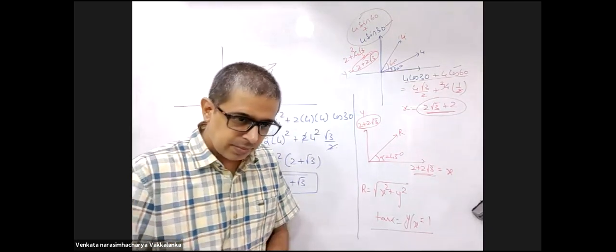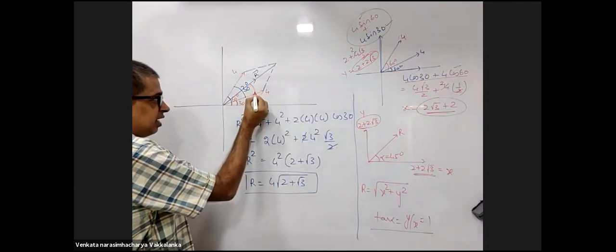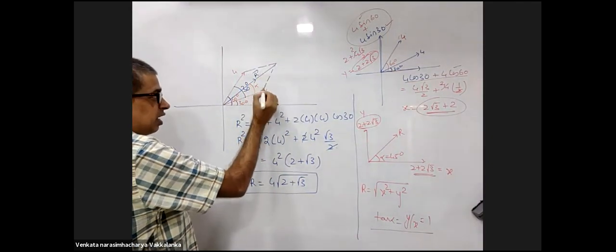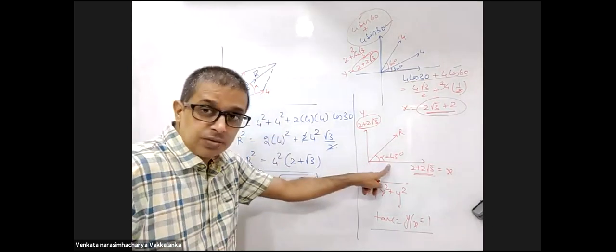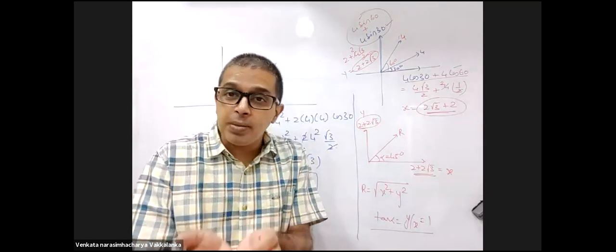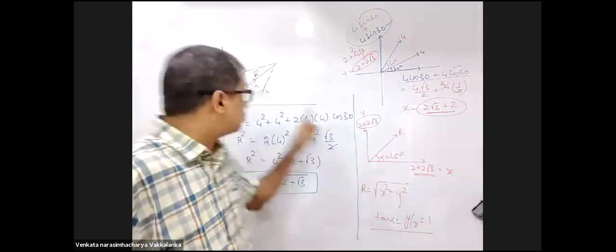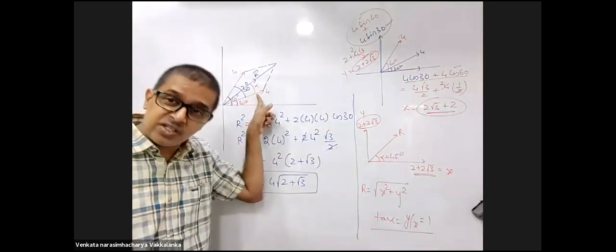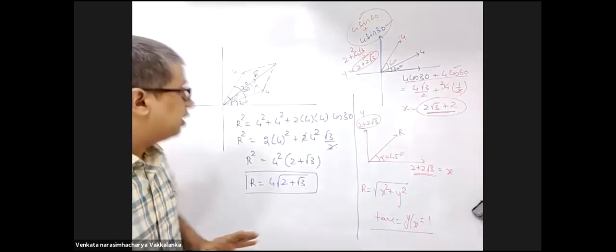Yes, sir. Now, suppose alpha I take as the angle between the resultant and the first vector, not the x-axis. Now, that depends on the paper setter. In the 4 options, he may give you alpha with the x-axis or alpha with the first vector. It's the paper setter's choice. Okay, sir.